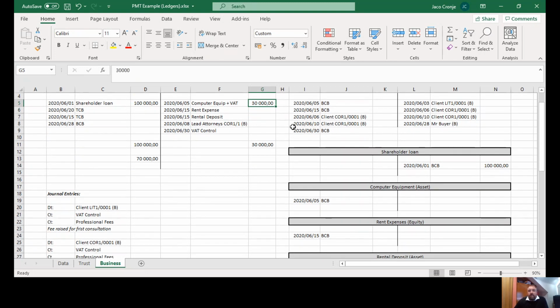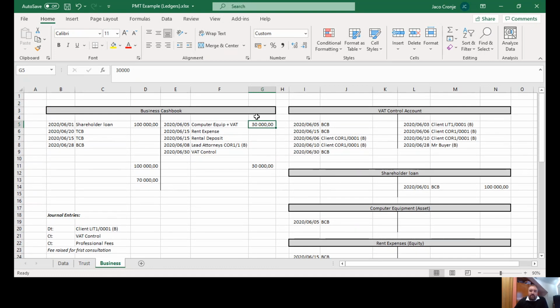Okay, now we've got to go and do the debit leg of this transaction. But now there's two things that happen. So my debit leg will be a split transaction. First part of the leg will go to computer equipment because I now physically have an extra PC in my office. But the second leg is I can now claim VAT on this purchase. So I need to reflect that.